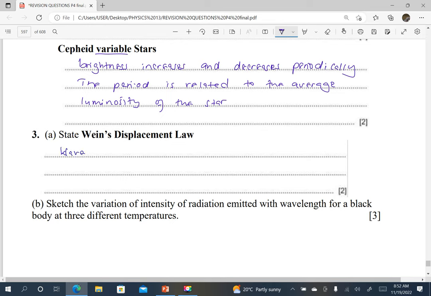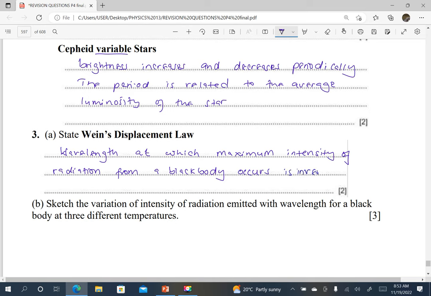So the wavelength at which maximum intensity of radiation from a black body occurs is inversely proportional to its absolute temperature.